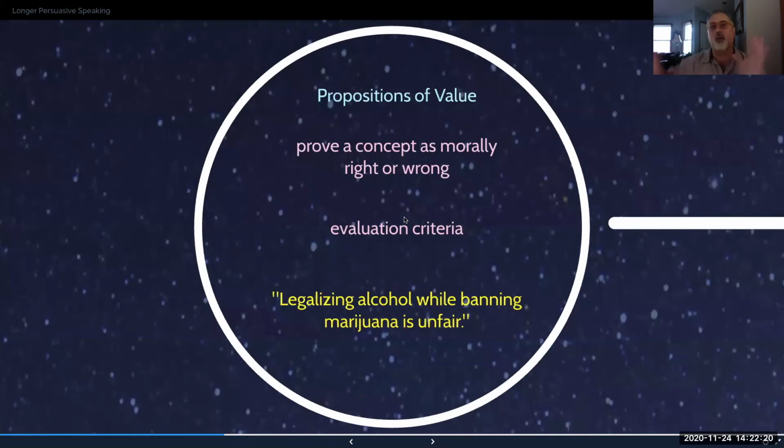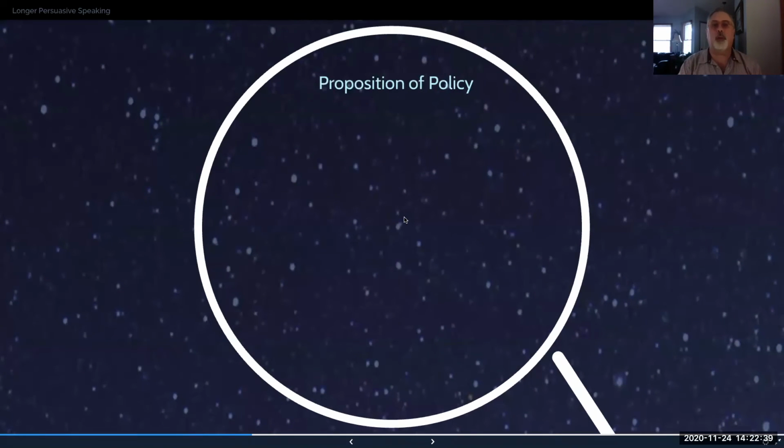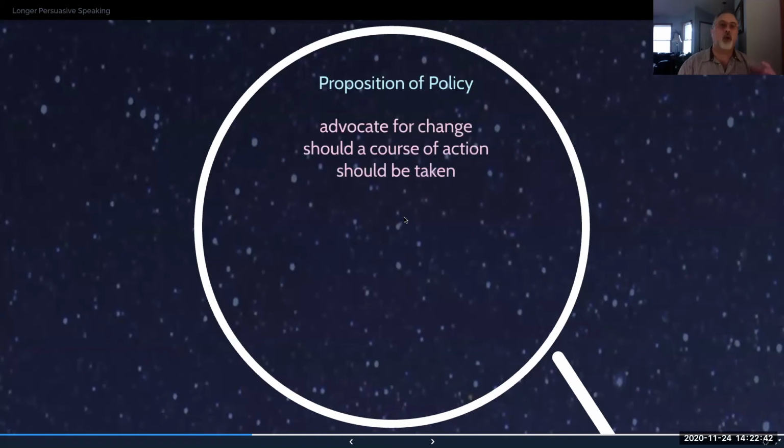And so that's a whole different argument than the health issues of marijuana, which is pretty much based off of fact. So you have a harder goal here, because you're trying to establish that your idea of value is what the world should see as value. Then the third one is policy. This is pretty much a course of action needs to be taken. It's usually regarding laws or policies in a company, for example.